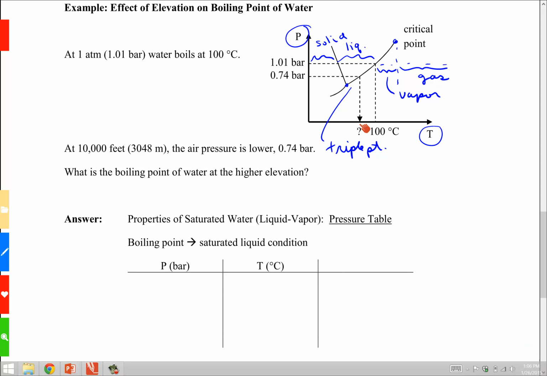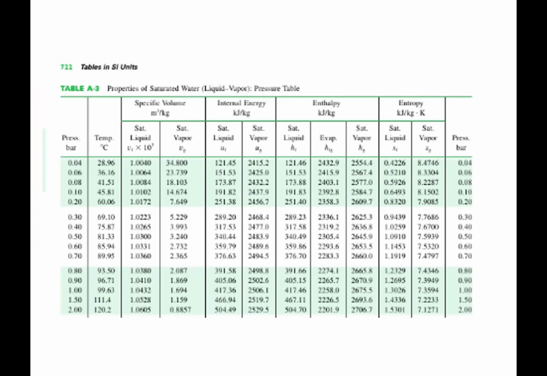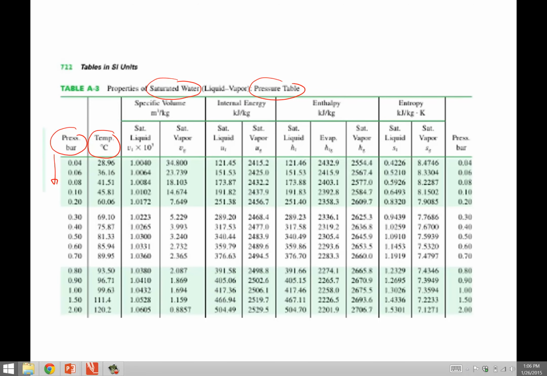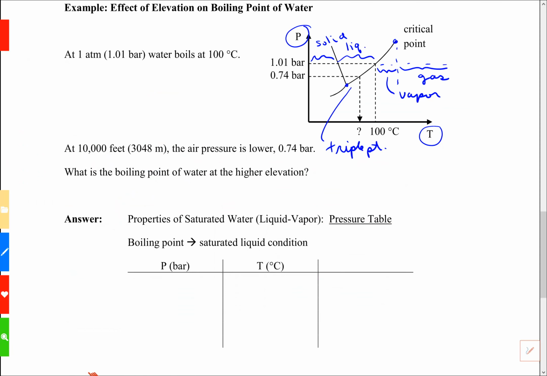Let's take a look at that table. Here is the properties of saturated water pressure table. We've got values for pressure down this side, and values for temperature next to it. So these two columns show us the detailed information on the saturated line from the other curve. Let's go back. Now we're going to transfer some of this information, and we're looking for what's happening at 0.74 bar. We need to look in the table and find values in that area.